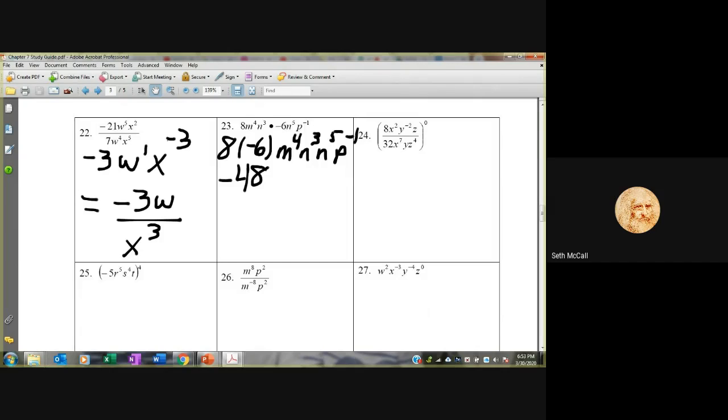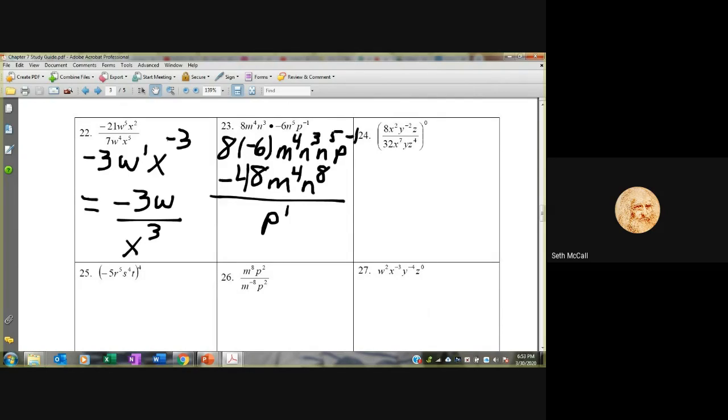And then since there's only one m, we're just going to write m to the fourth. And then we have two n's. These are multiplying. So when you multiply the bases, the powers add. So that becomes n to the eighth. And then the p, as you can see, it's to the negative 1. So we're actually not going to leave it up top. It's going to go down to the bottom, and it's going to become p to the first. And that is actually the final answer to that problem. Negative 48, m to the fourth, n to the eighth divided by p to the first.